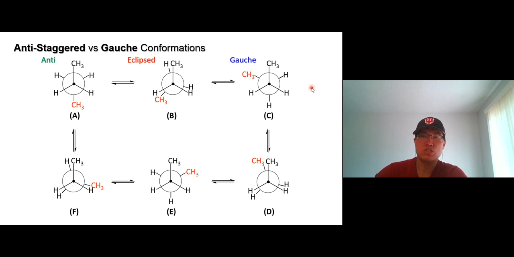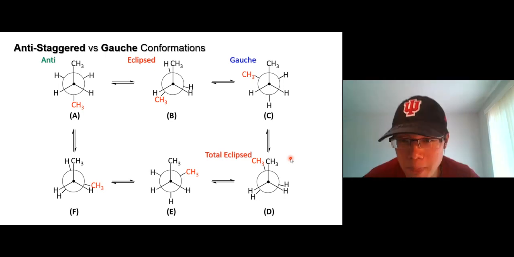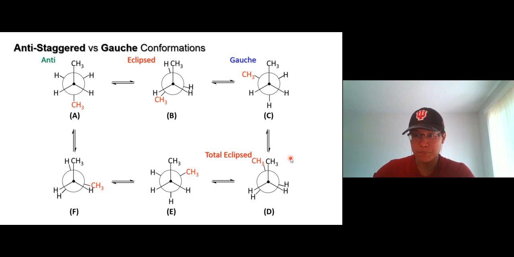I think it's French. So gauche is less stable because the 2 methyl groups get closer, so there's steric strain, steric interaction there. And another 60 degrees. This methyl group will line up perfectly right here. This is the worst eclipse, the least stable eclipse. I don't know what to call it, I just call it total eclipse. It's totally eclipsed there. So a total eclipse conformation.